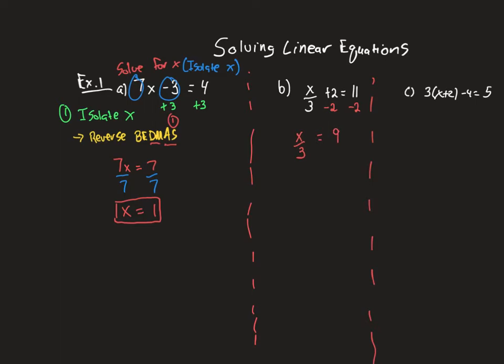Now you have a division. To get rid of the division, you need to multiply both sides by that number on the bottom. Once again, you're not multiplying the bottom by 3. You're multiplying the top by 3, which helps to cancel out those 3's, leaving you with x is equal to 9 times 3, which is 27.